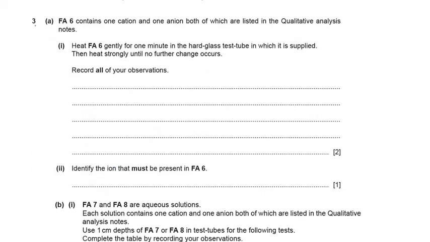Here is question 3 of one of the past papers, which says that FA6 is the reagent given to the candidates. This FA6 contains one cation and one anion, both of which are listed in the qualitative analysis notes, the notes which we have just seen. From that list, one cation and one anion are present. Now what is the test we are supposed to do? Heat FA6 gently for 1 minute in the hard glass test tube in which it is supplied, and then heat strongly until no further change occurs.